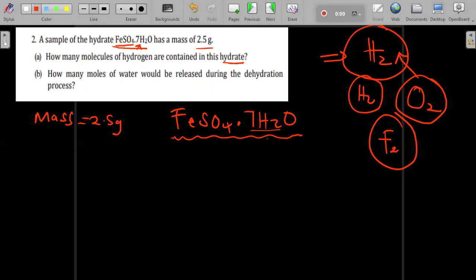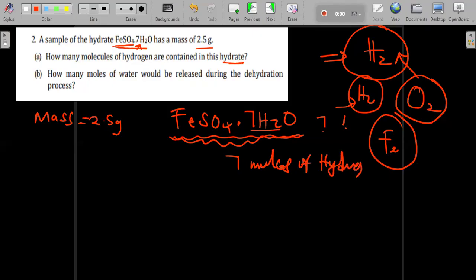So in just this formula here that I've written down, how many hydrogen molecules can we see? We can see we have a 7 in front of the H2. So this H2 on its own here is one molecule, and then I have a 7 in front. So 7 multiplied by 1. So in this formula, just the formula alone, we can see that we have 7 molecules of what? Hydrogen.